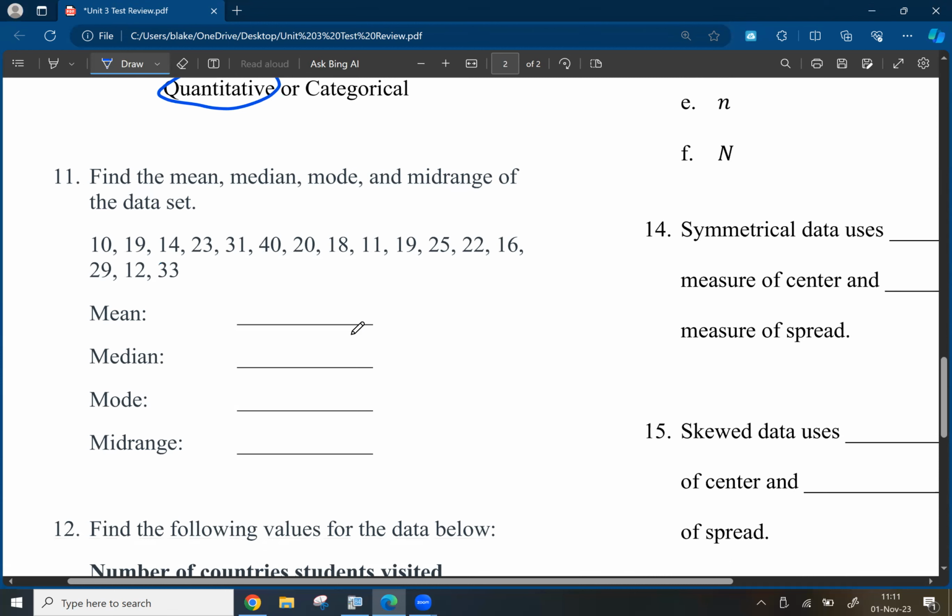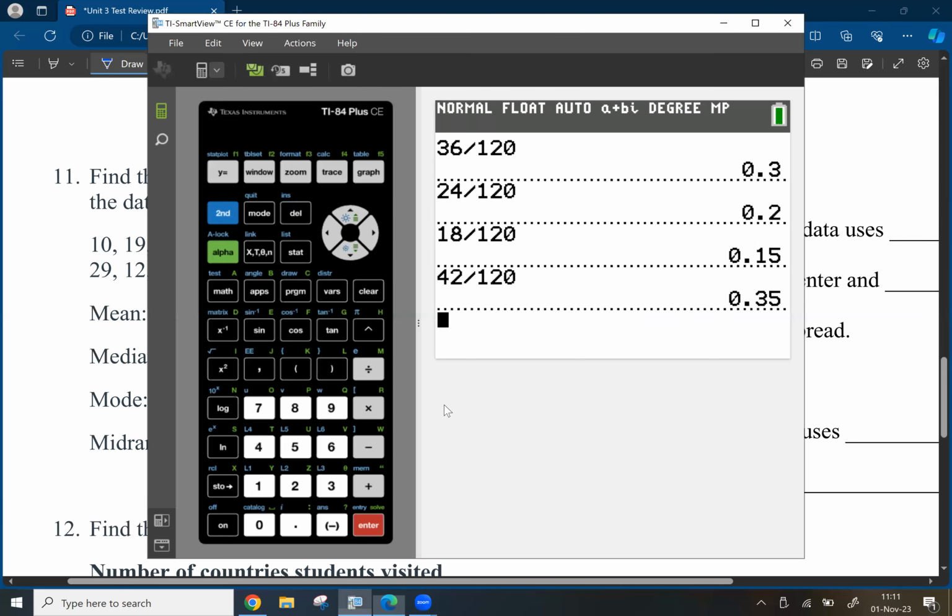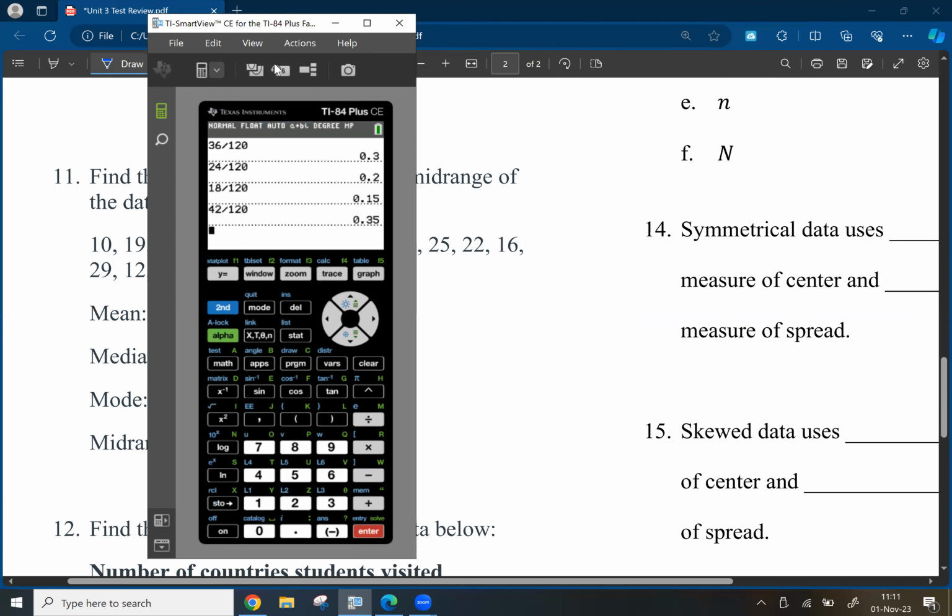Number 11, find the mean, median, mode, and mid-range of the data set. So mean is going to be adding these all up and dividing by how many there are. Let me count how many there are real quick. 1, 2, 3, 4, 5, 6, 7, 8, 9, 10, 11, 12, 13, 14, 15, 16. Got 16 numbers there. So mean is to add them all up and divide by 16 in this case.